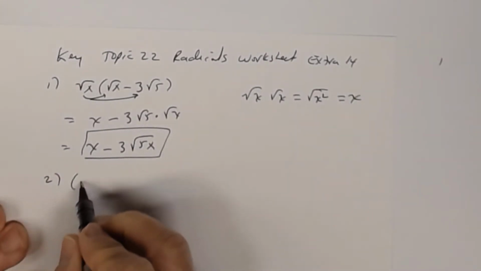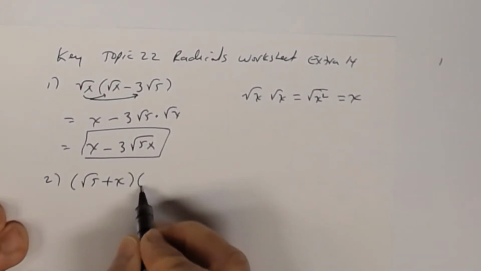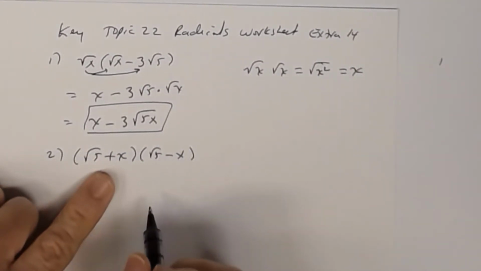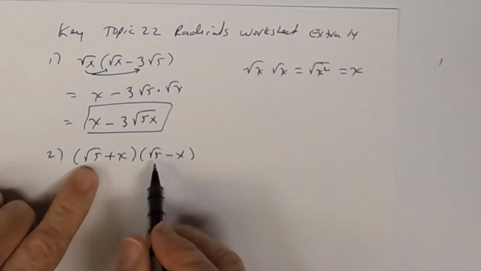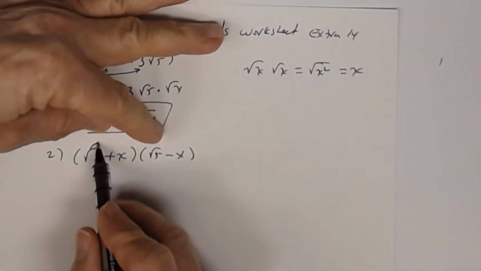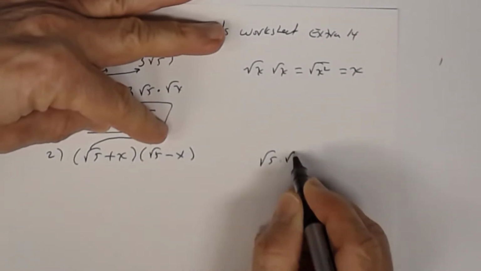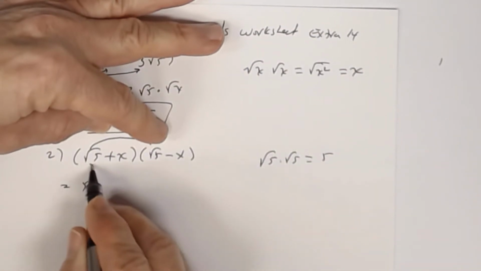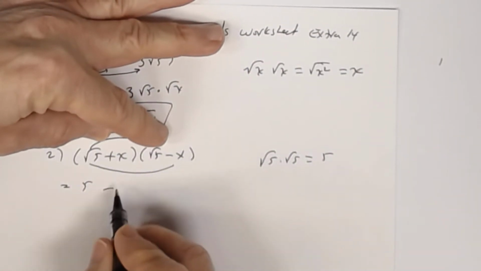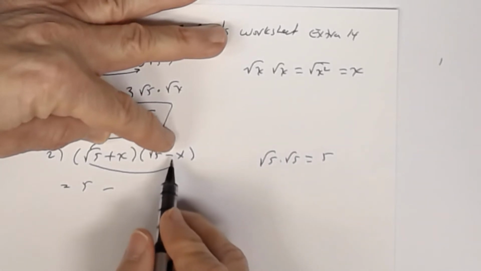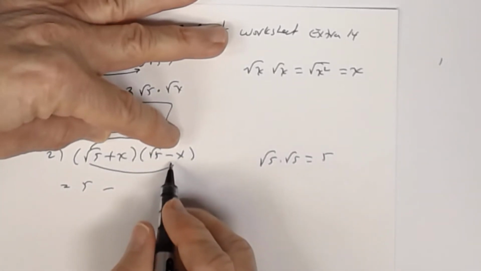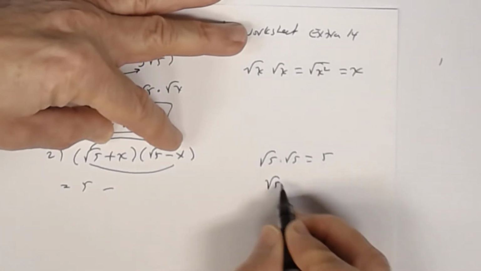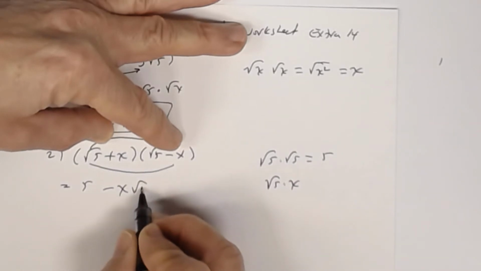Number two, I have the square root of 5 plus x times the square root of 5 minus x. I have two factors with two terms in each, so I'm going to use the FOIL method. When I multiply the square root of 5 times the square root of 5, that's 5, because that's the square root of 25. The outer, a positive times a negative is a negative. I'm going to put the variable x in front and the radical at the end, so it'll be x square root of 5.